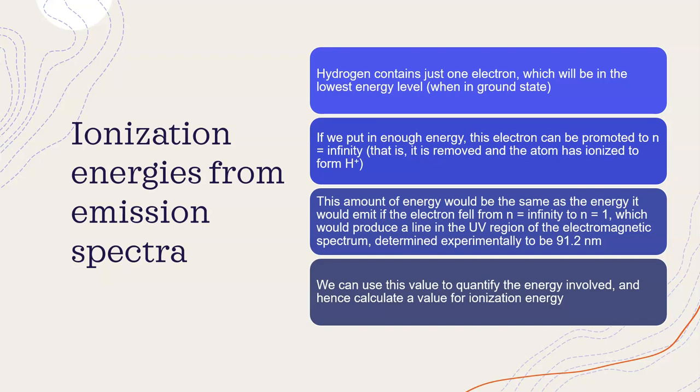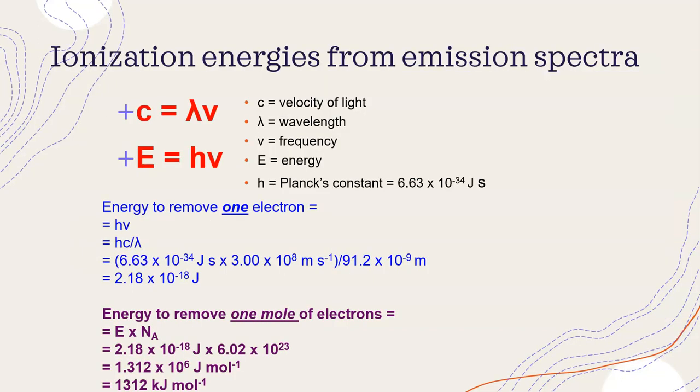Okay, and the UV line is determined to have a wavelength of 91.2 nanometers. We can use this data to quantify the energy involved, i.e. to work out the energy that would be emitted as it falls from n equals infinity to the ground state, resulting in light of 91.2 nanometers, and therefore calculate the ionization energy. Of course, to do this, we need a couple of equations. These equations are given in your data booklet in the first couple of pages.